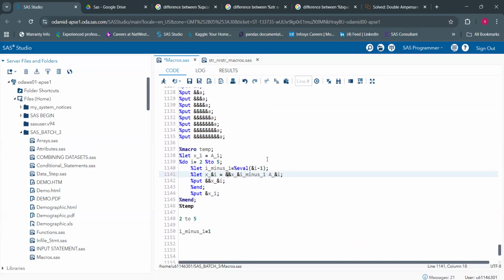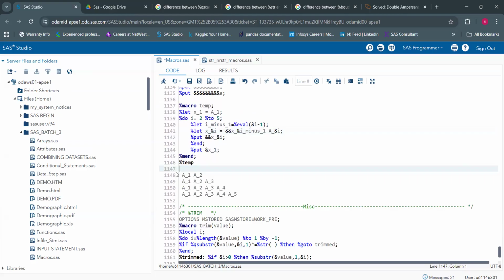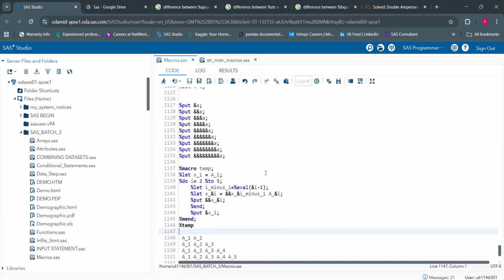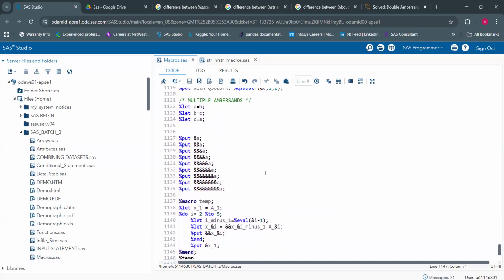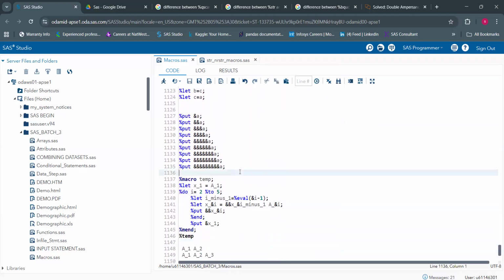Clear, ma'am? Yeah. We have many examples on this one. Try to go through the examples, ma'am. Search for double ampersand examples, just Google it. You'll get many examples on double ampersands. Okay. So this is the end of macros, ma'am.